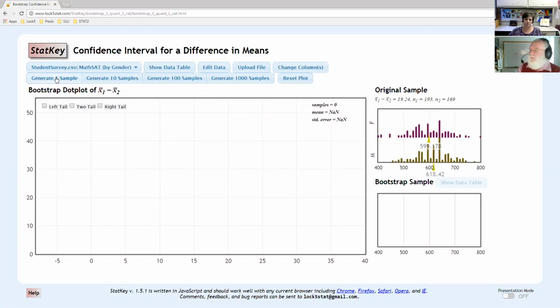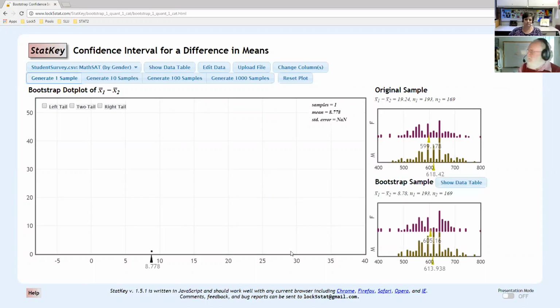So when I generate my one sample now, what it's doing is taking bootstrap samples from each group separately. So out of the 193 males, it chooses 193 with replacement, finds that mean, in this case 6.139. Out of the 169 females, it takes a sample of 169 with replacement. That shows up down here. And so for this particular bootstrap combination, I get a difference in means of 8.78. So that's what's important. What's being repeated is taking a sample within the males to get the males, within the females to get the females. And that's what I'm going to do several thousand times.